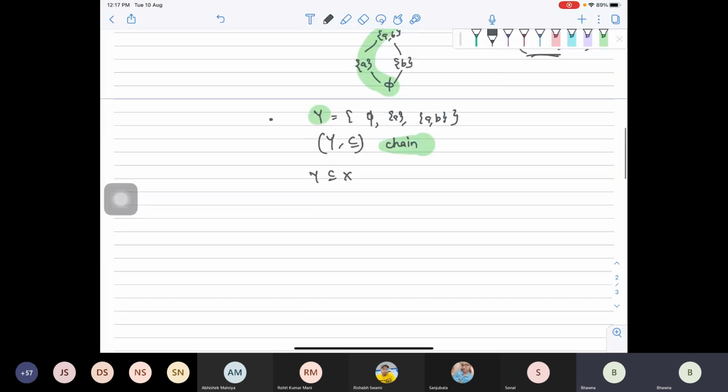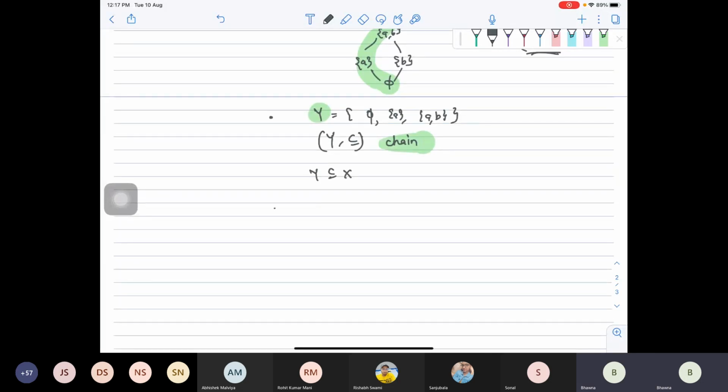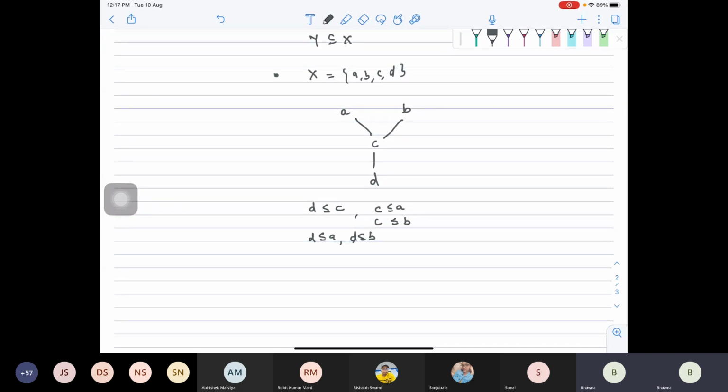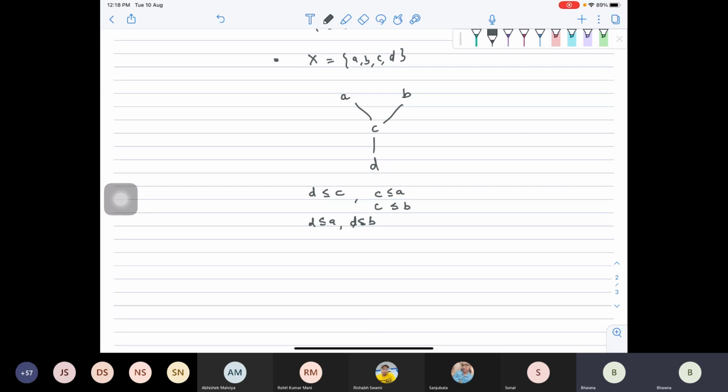So let's say we have a chain. Now let's not take the power set. I'll just define a simple X to be some elements A, B, C, D. I'll take another example. We define the diagram with A, B, C, D. This diagram means D is less than or equal to C, C is less than or equal to A, and C is less than or equal to B. And by transitivity, D is less than or equal to A and D is less than or equal to B. So this is how I have defined the relation.